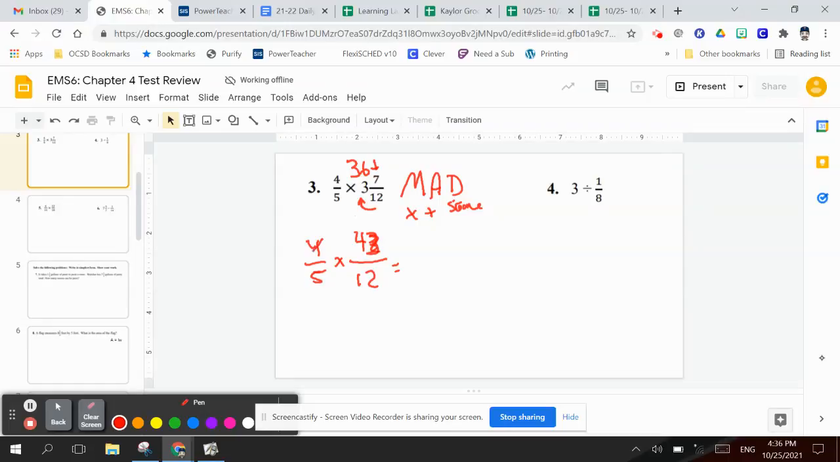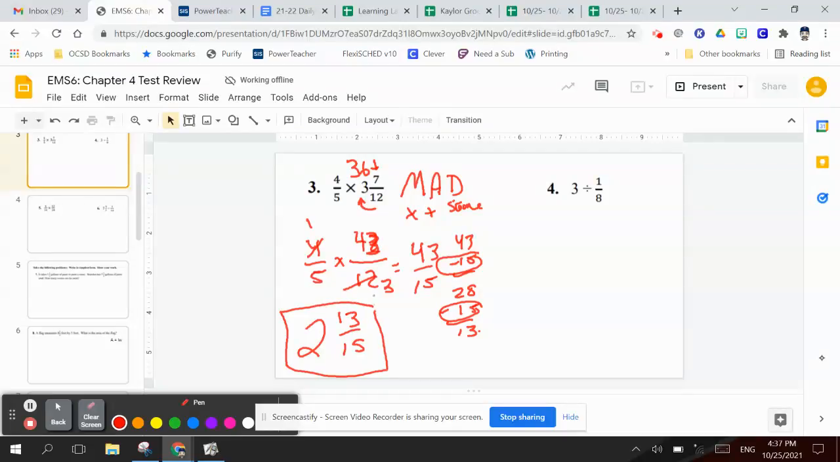So 4 goes into 12 3 times, so 1 there. I divide this one by 4. 4 goes in there once. So I have 43 over 15. Put that into simplest form. 43 minus 15 is 28. Minus 15 is 13. 13 is less than 15. So I've taken out one group, two groups, and I have 13 left out of 15. 2 and 13/15.